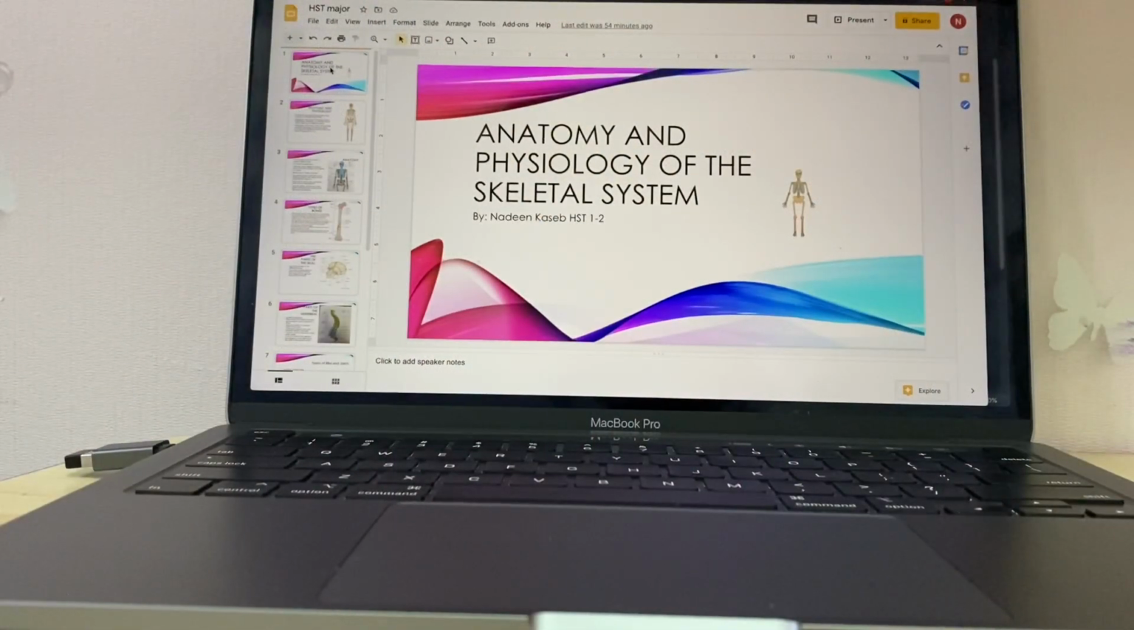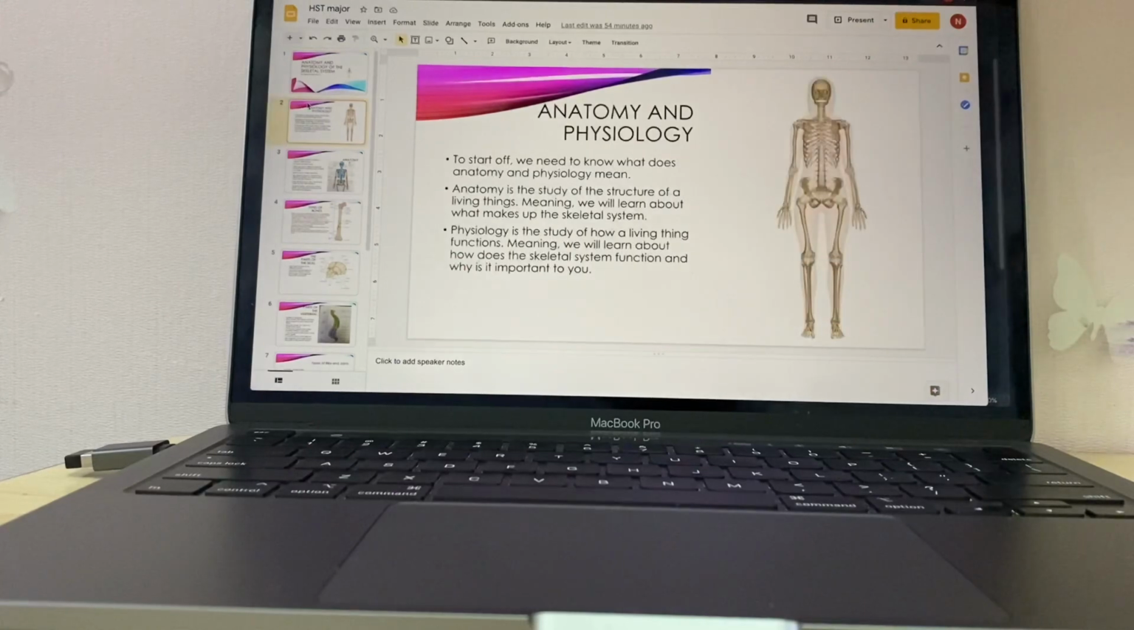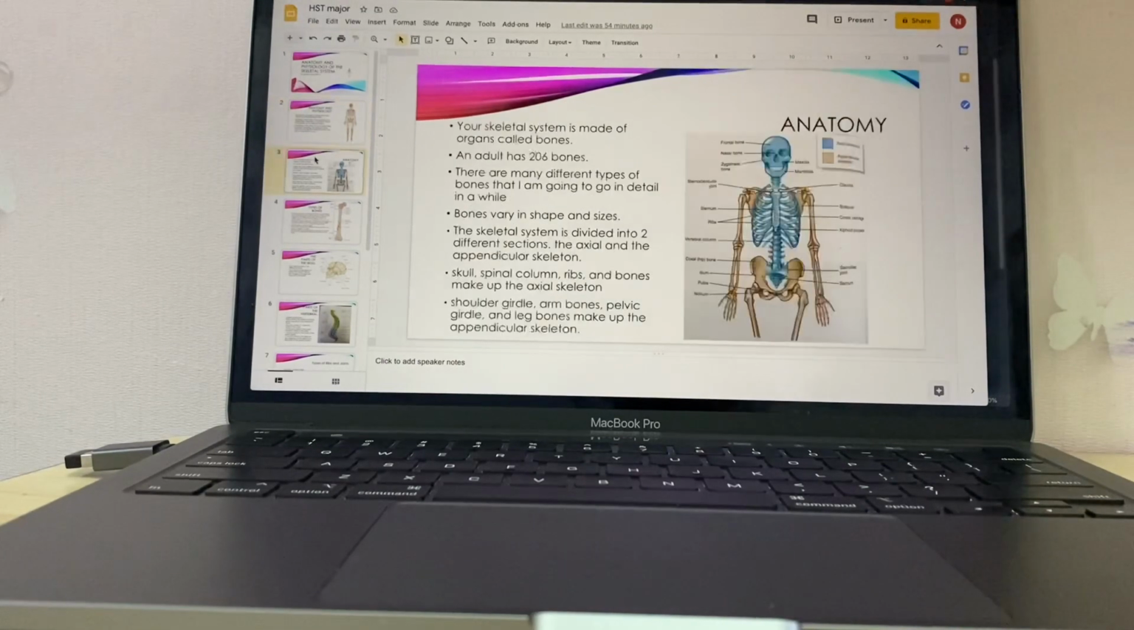Anatomy and physiology of the skeletal system. Before we begin, we need to know the medical terminology, which is anatomy and physiology. Anatomy is the study of the structure of living things and what they're made of, and physiology is the study of how they function. So let's start off with the anatomy of the skeletal system.